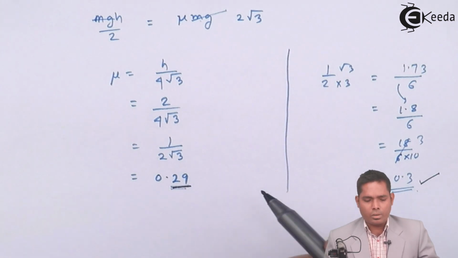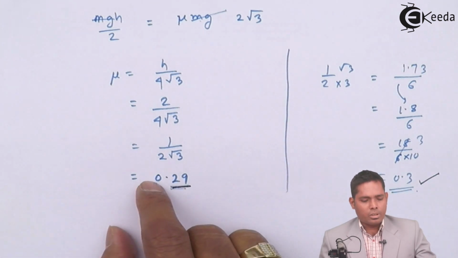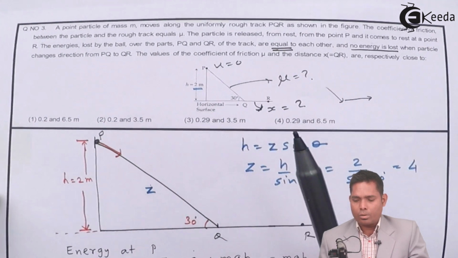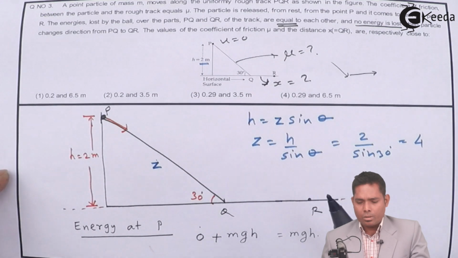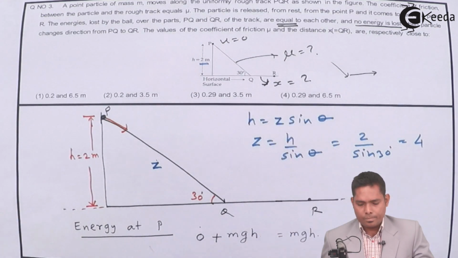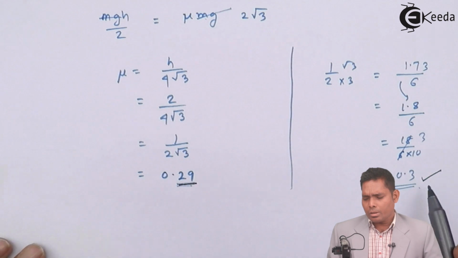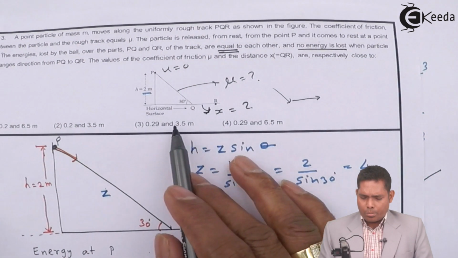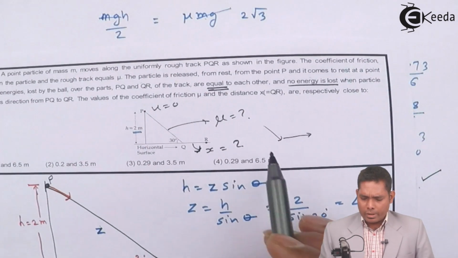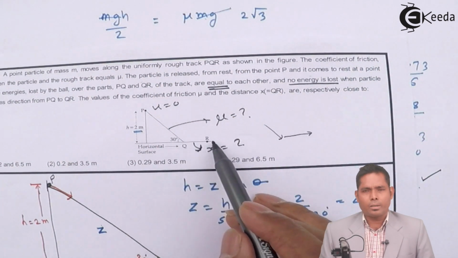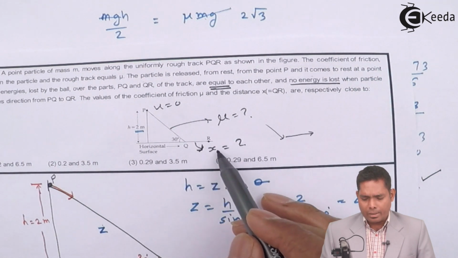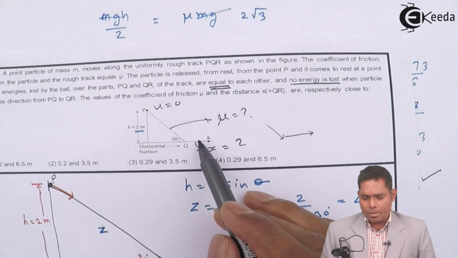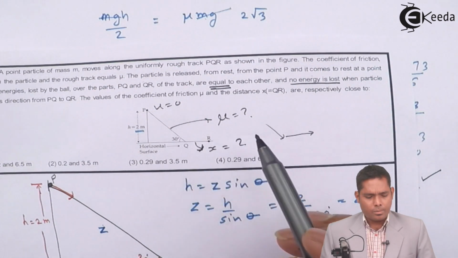Let us solve for the next. What is the distance from here to here? Okay, so we will continue with this, that mu we got 0.29. Now the next part is to find this distance QR that I have considered as x. So how to find this x? The mu coefficient is same everywhere from P to R.